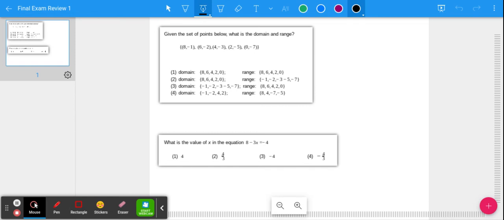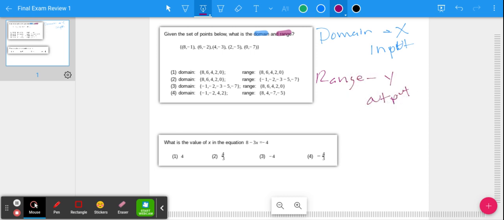Number 1, given the sets of points below, what is the domain and the range? So a couple things we have to remember. Domain is the x values or the inputs. And then we have range, but range is the y values or outputs.